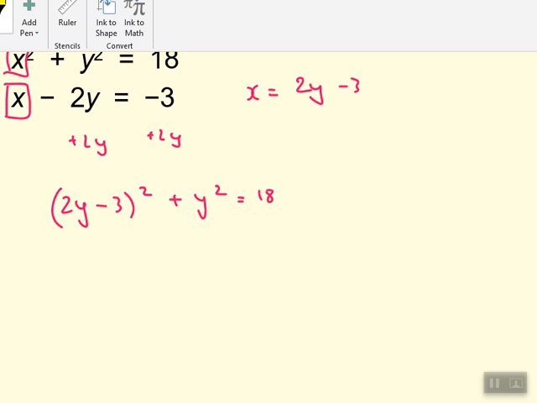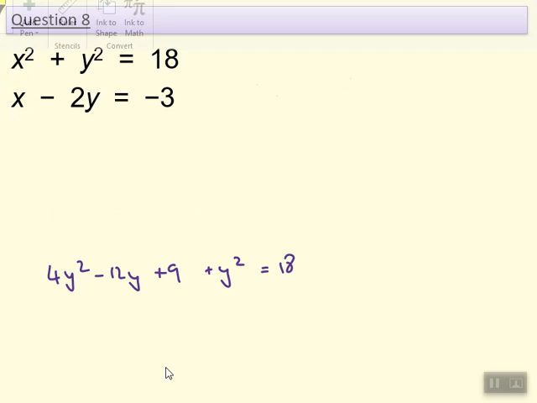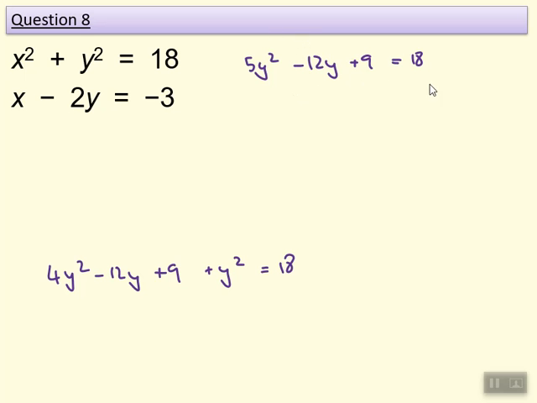Now expanding that double bracket, I'm going to do it quickly. You should really write it out twice. But it'd be 4y squared, minus 6y, so minus 12y plus 9 plus y squared equals 18. So that's going to be 5y squared minus 12y plus 9 equals 18. To make it equal to 0, we need to take off the 18 from both sides. So that's 5y squared minus 12y minus 9 equals 0.